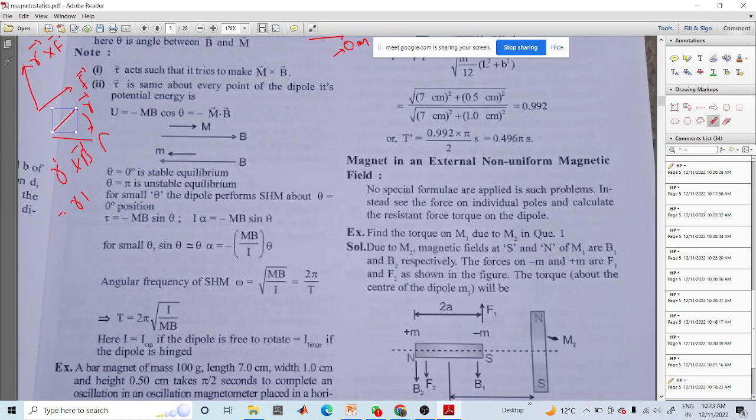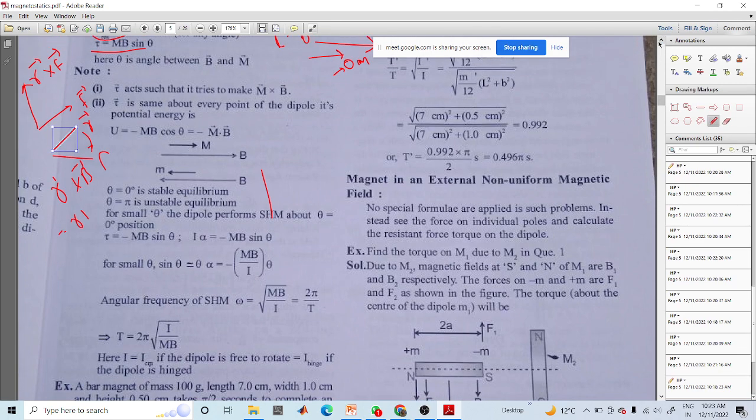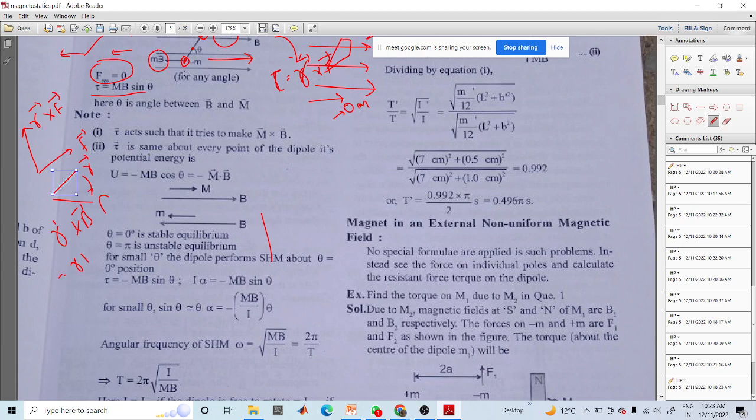Here it is MB sine theta. Are you getting my point? Here M is the magnetic dipole moment and B is the magnetic field. I am just comparing with the F and R which you learned in classical mechanics. Here B is in this direction, and it is a magnetic vector. Here it will be torque, not force.